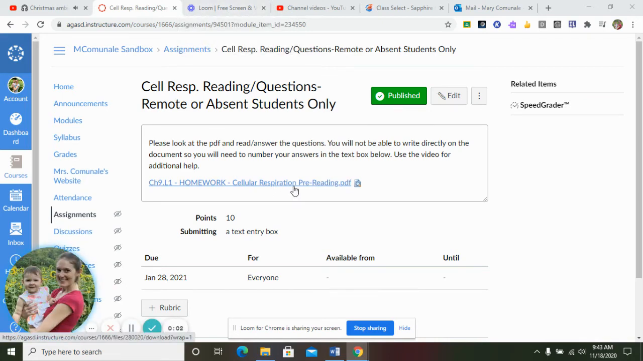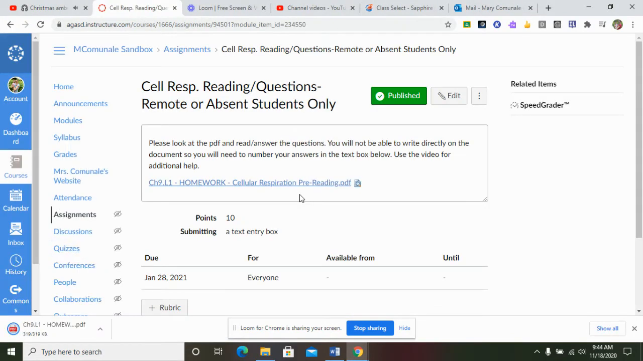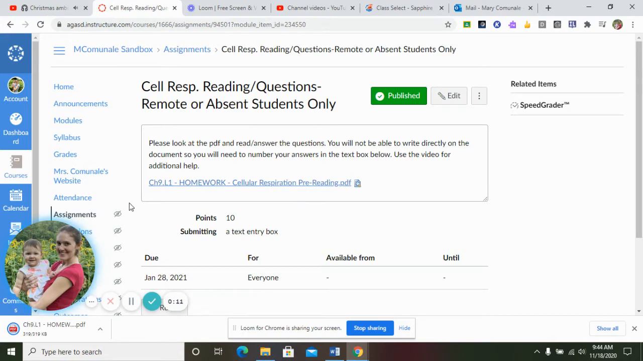All right, so today we're going to be looking at the cellular respiration reading and a couple questions that go along with the reading. I have this as a PDF. That means you will not be able to write on it, but up here at the top, yours is going to have a blue publish or a blue submit button. You'll hit that and it'll open up a text box below where you can type your answers.